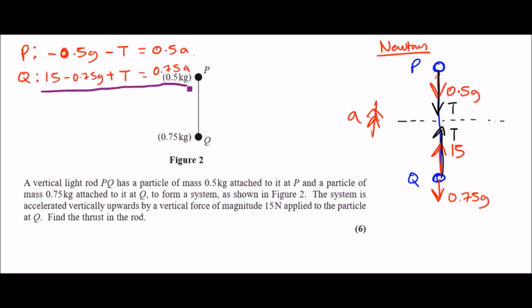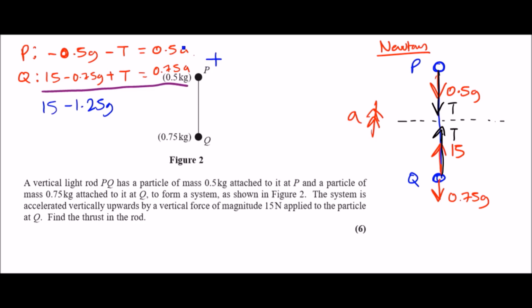So now all we have to do is resolve this. Firstly, I want to eliminate T. To do that, we could subtract these forces. Actually, no, we can add these forces, because minus T plus T cancels out and becomes 0. So let's add these. Nothing at 15 is 15. Minus 0.5g minus 0.75g is minus 1.25g. It's a gravitational force, and T would be 0.